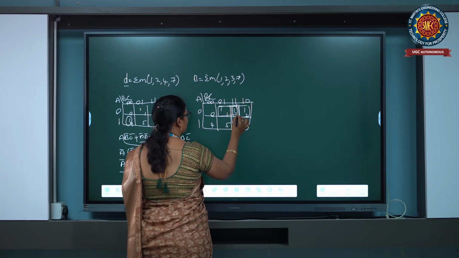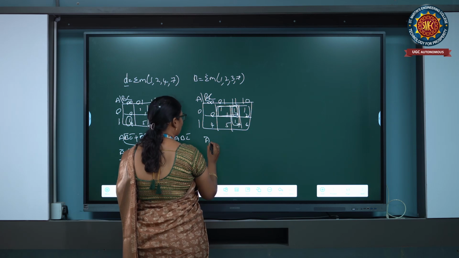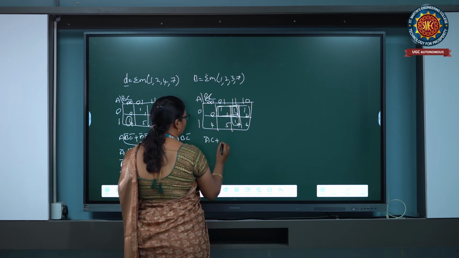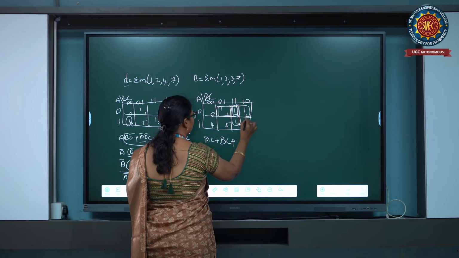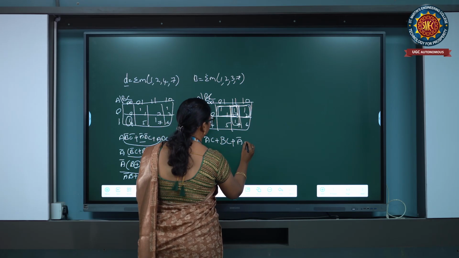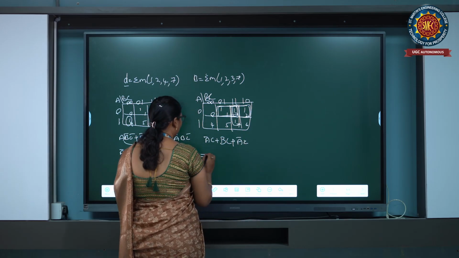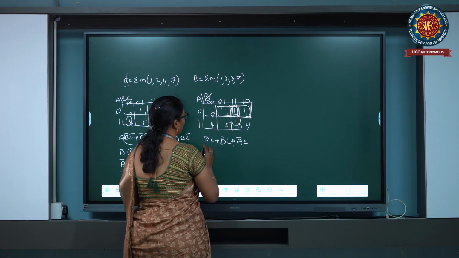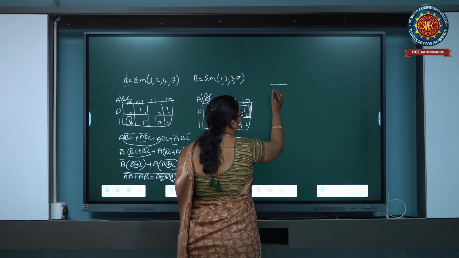If we consider these two ones, the common term is A bar B. If we consider these two ones, the output we got is B C. If we consider these two ones, the common term is A bar C. This is the expression we got for the borrow. From this we can draw the logic diagram.